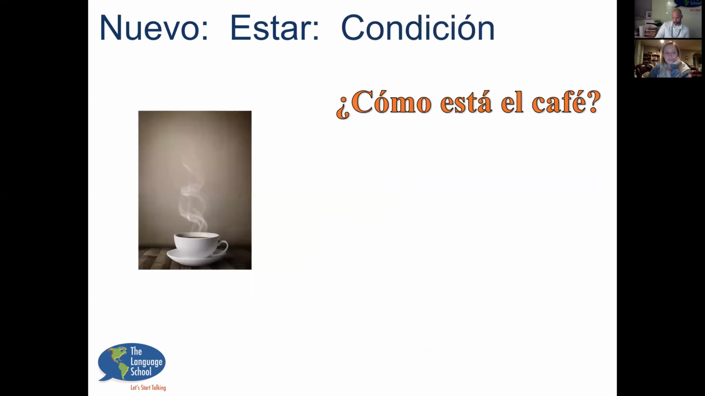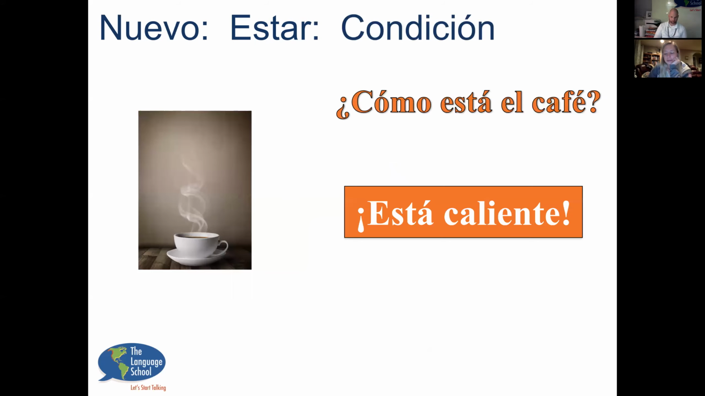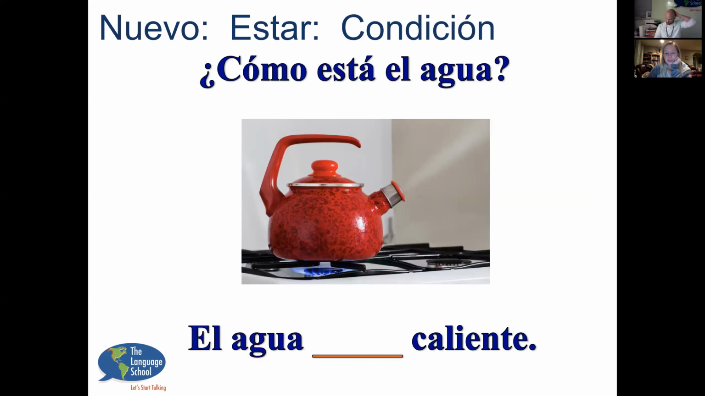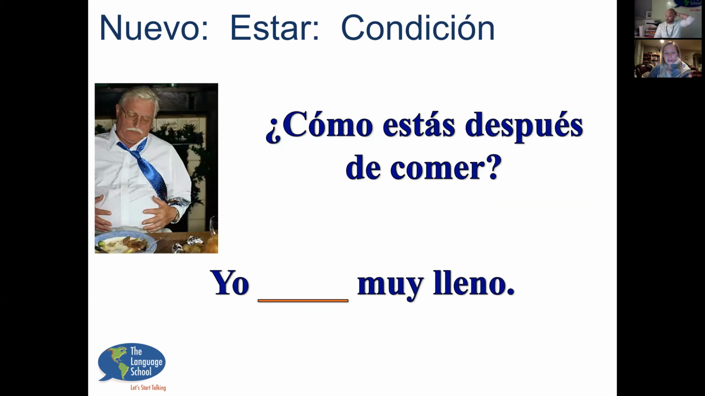Okay, so if we're going to review our conditions, ¿cómo está el café? El café está caliente. ¿Cómo está el agua? El agua está fría. ¿Cómo está el agua? El agua está caliente. ¿Cómo estás después de comer? Yo estoy muy lleno. And you would say llena just because you're... Llena.